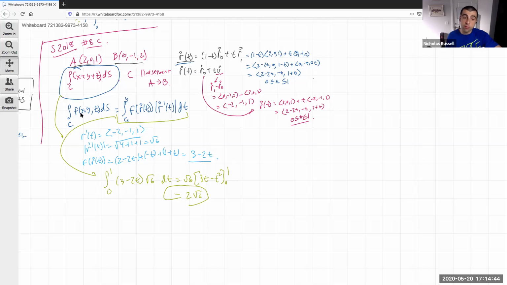Remember how to evaluate this integral: we parameterize our curve, we then multiply by the magnitude of r prime of t, and substitute in all of my components for r of t into f, for x, y, and z. And then we just integrate. At this point, it's not too bad. Do you have any questions about that?